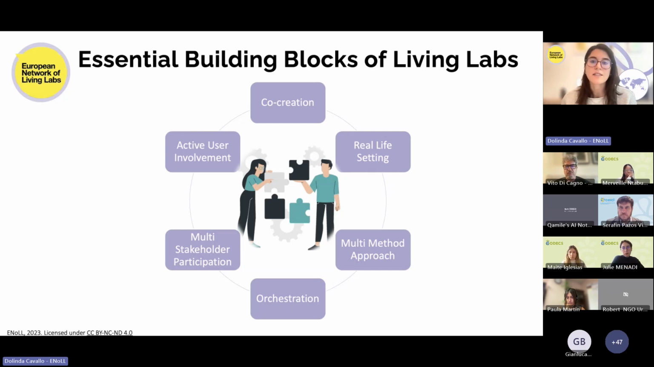The real-life setting is, again, an essential factor of living labs. And living labs should include a multi-method approach. Multi-method approach means you don't have to follow only one approach or one methodology, but you have to be ready to change and apply different types of methodology depending on the need. Orchestration: it is essential that in the living lab all the actors are engaged and work together. And then multi-stakeholder participation, because it is essential that not just one type of stakeholder is involved, but all the stakeholders of the quadruple helix.